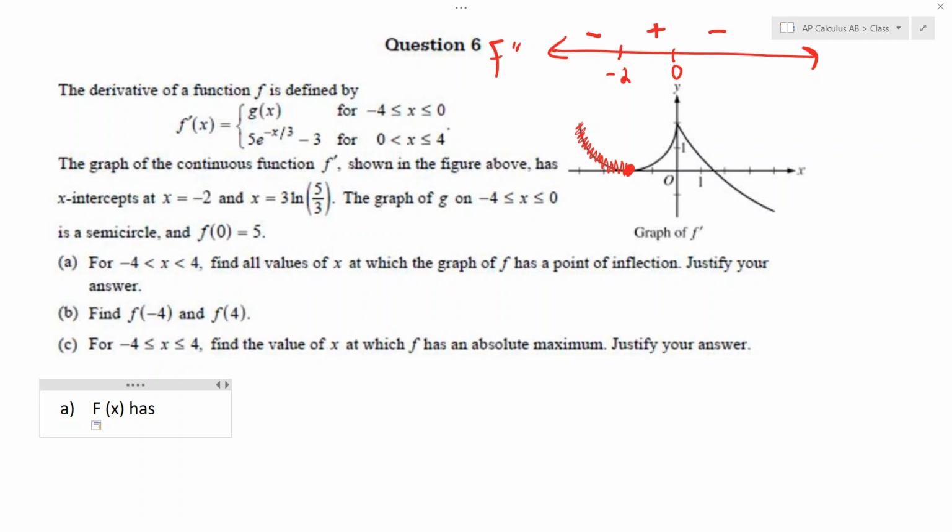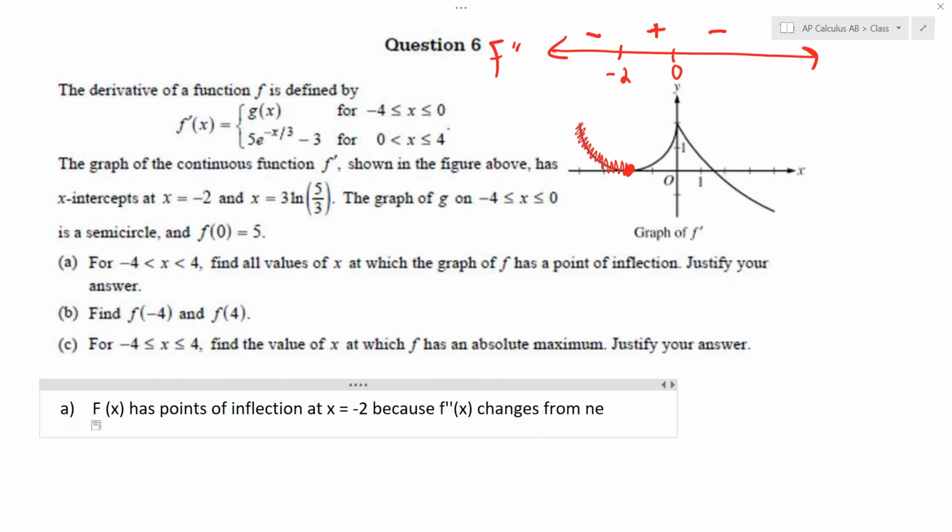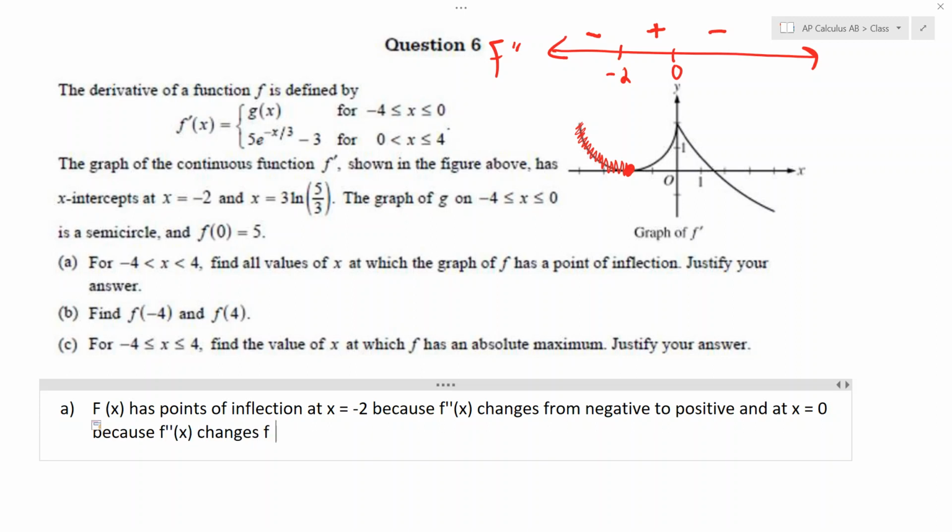Okay? So, f of x has points of inflection. Let me make sure I'm answering this right. All values of x, okay, at x equals -2. And let's just write it right after that. Because f double prime of x changes from negative to positive. And at x equals 0, because f double prime changes from positive, negative.